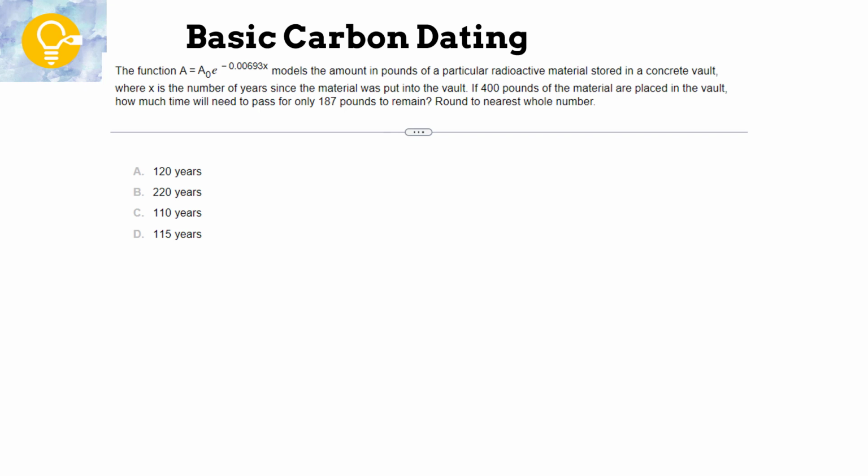Let's see how you did. The function A equals A naught e to the negative 0.00693x models the amount in pounds of a particular radioactive material stored in a concrete vault, where x is the number of years since the material was put into the vault. If 400 pounds of the material are placed in the vault, how much time will need to pass for only 187 pounds to remain? Round to the nearest whole number.